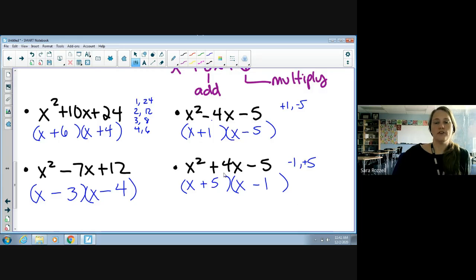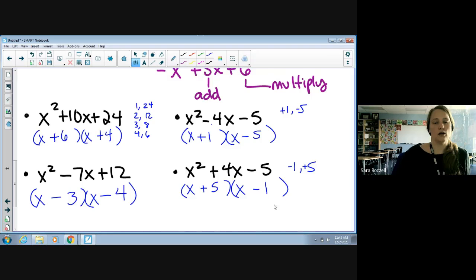Okay, so if your number in the middle is positive, if you've got a negative on the end, like these two, if the number in the middle is positive, your bigger number needs to be positive, right? If your number in the middle is negative, your bigger number needs to be negative. If that's something that would help you remember those.